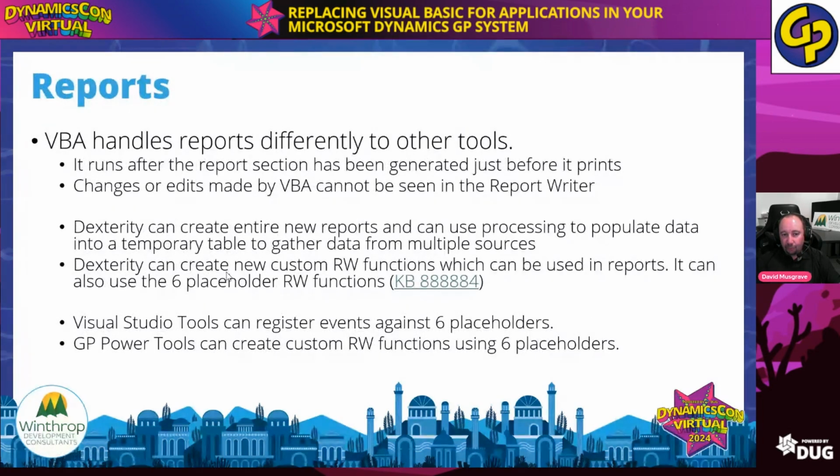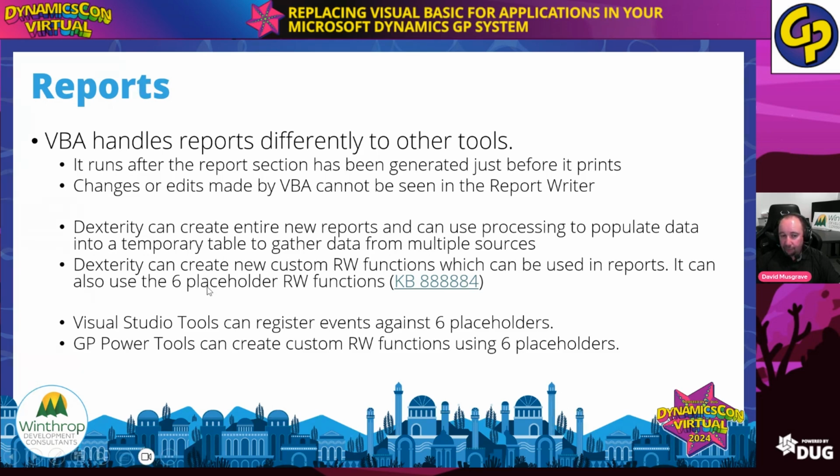So when it comes to reports, the way that VBA handles the reports is different to any of the other tools. Basically, it runs after the report has been generated by the report writer, and any changes you make using VBA cannot be seen in the report writer. So you can't use a change made in VBA in a calculated field. With Dexterity, you can create entirely new reports. And you can also use additional processing into temporary tables to gather data and then display that.